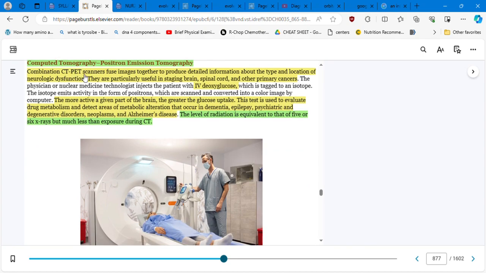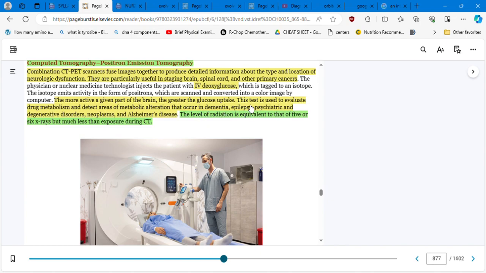Okay, now we have computed tomography, positron emission tomography. This is a combination CT PET scan, and they use images together to produce detailed information about the type and location of neurologic dysfunctions. These are particularly used in staging brain, spinal cord, and other primary cancers. And these use a fluid called IV deoxyglucose. And the way it works is that this fluid is going to highlight the different areas in which the cancer is present. So the cancerous cells are going to absorb, they are going to eat this intravenous fluid. And the more highlighted the area, the more presence of these cancerous cells.